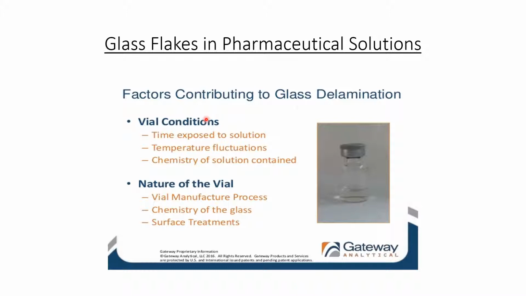The factors contributing to glass delamination include the vial conditions after the drug is placed in them, including time exposed to the drug solution, temperature fluctuations during storage, and the chemistry of the drug solution, and also the nature of the vial manufacturing process, the chemistry of the glass, and surface treatments that it's undergone.